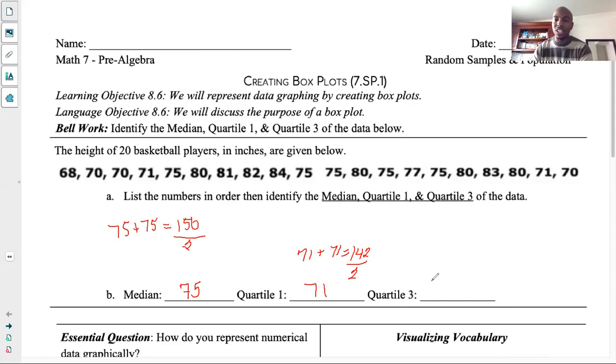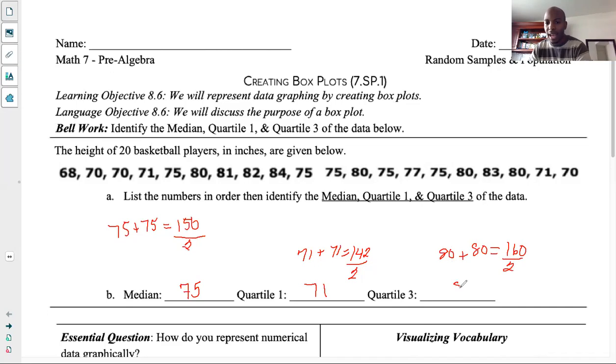And last but not least, quartile 3. Quartile 3, when you look at the upper half of the data, now this is past the median, 75, the upper 10 points. When we look at those upper 10 scores, or heights of these basketball players rather, right, what's the middle of those upper 10? What you should have ended up realizing is that it's even because there's 2 80s. So I'm going to do 80 plus 80. It's going to give me 160. Divide that by 2.